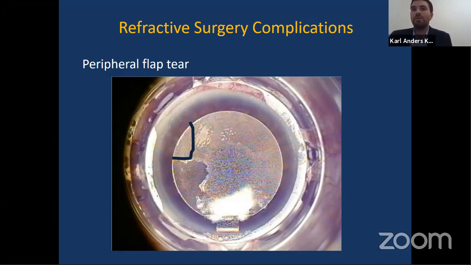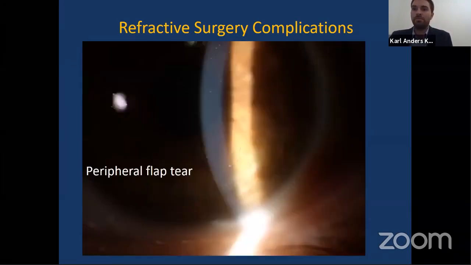So we had a perfect outcome in the right eye, no problem whatsoever, and the left eye with minus 4 diopters, a quite unhappy patient because it was quite demanding, and a peripheral flap tear there.